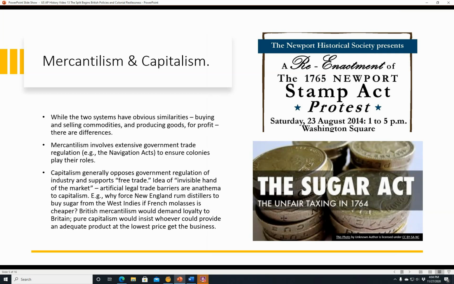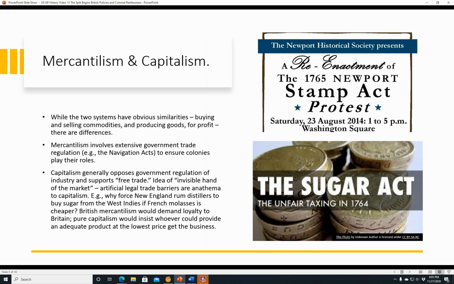So in this context, why would you force New England rum distillers to buy sugar from the West Indies if French molasses that will do the same job is cheaper? British mercantilism would demand loyalty to Britain. Pure capitalism would insist whoever could provide an adequate product at the lowest price get the business, and that the government just get out of the act of regulating who can sell what to whom.